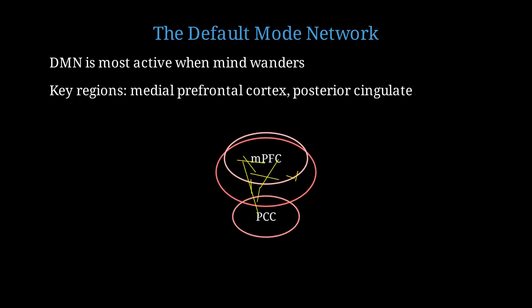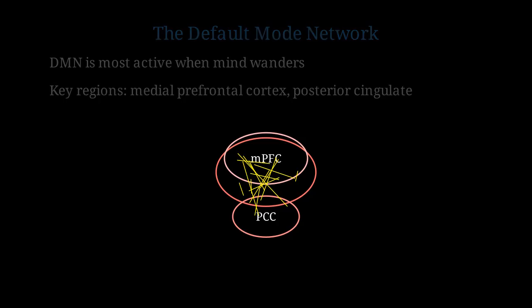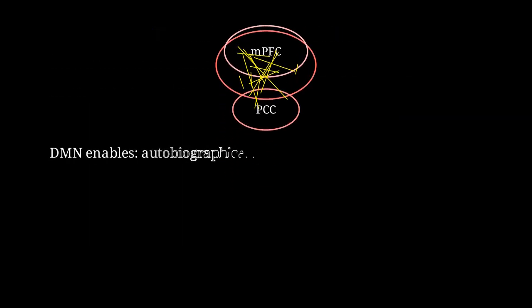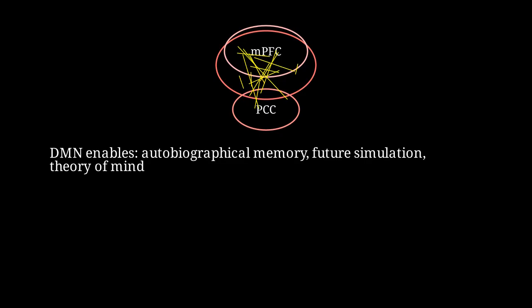The medial prefrontal cortex at the front and posterior cingulate cortex at the back form a core hub. Neural connections between these regions facilitate spontaneous thought generation. The default mode network enables several crucial functions: accessing autobiographical memories, simulating future scenarios, and understanding other people's mental states, what we call theory of mind.